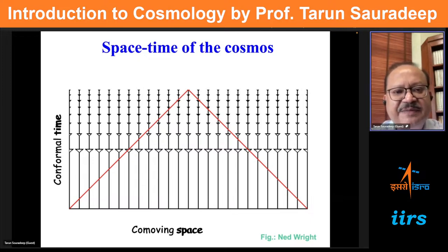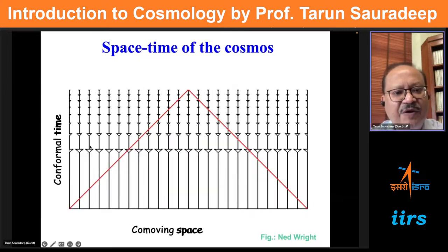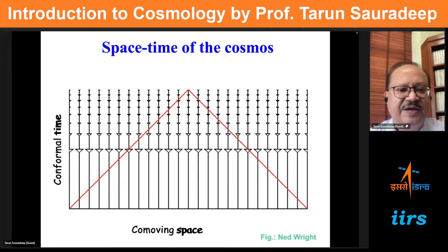This space-time diagram notionally resembles something that you get in special relativity. The only thing is the ticks which were equal in time earlier become unequal in conformal time, right? But that is a nice description because it immediately unfolds some amazing tools that we use in cosmology.